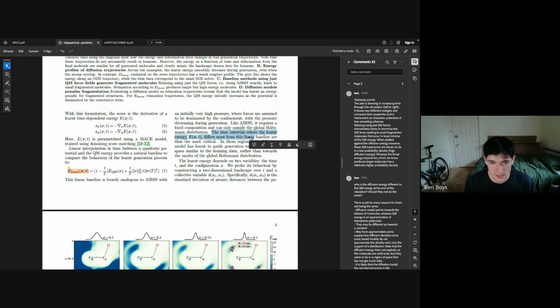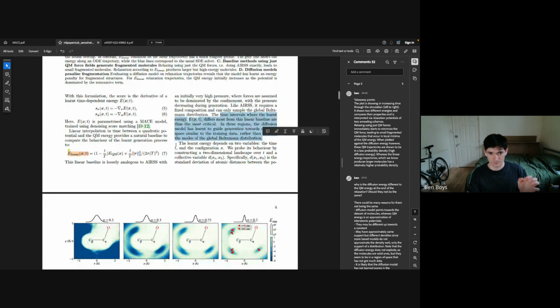And we're going to study how the learned diffusion model is always going to point towards a data set. So if your data set contains millions of molecules, which are large, it is going to point towards those molecules. So what's the difference between pointing towards this data set of large molecules and pointing towards the molecules which are fragmented? So they're going to study that. The time intervals where the learned energy differs most from this linear baseline are the most critical. In these regions, the diffusion model has learned to guide the generation towards chemical space more similar to the training data, rather than towards the modes in the Boltzmann distribution.